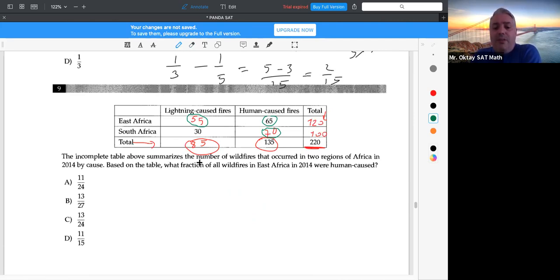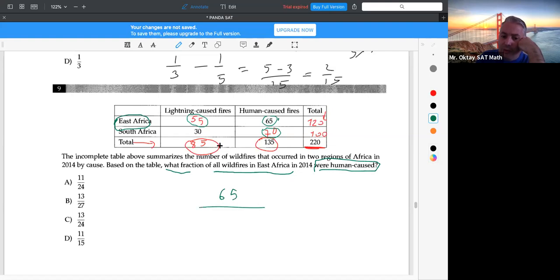the incomplete table above summarizes the number of the wildfires that occurred in 2 regions of Africa in 2014. Based on the table, what fraction of all wildfires in East Africa, so we are talking about this right now, what fraction of all wildfires in East Africa in 2014 were human caused? So human has done this. So a human, how many did? 65. Out of all East Africa, 120.